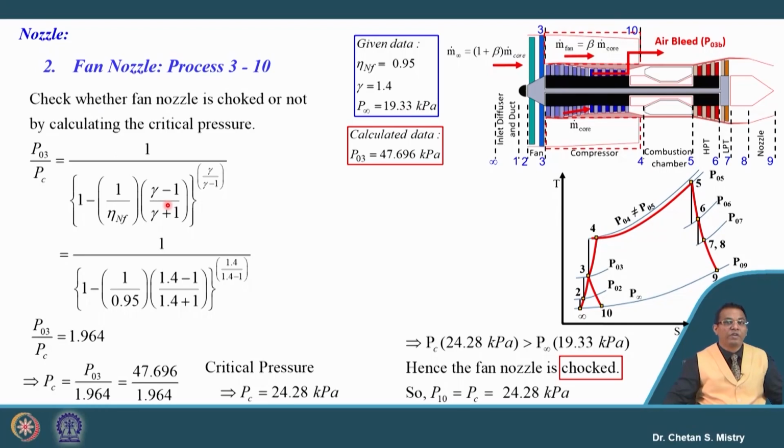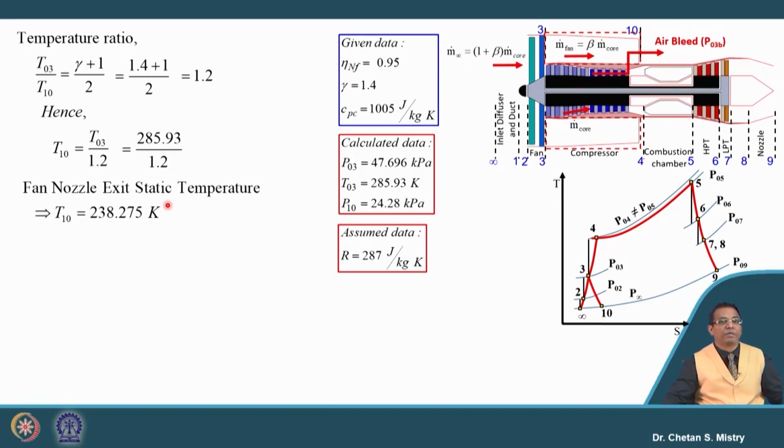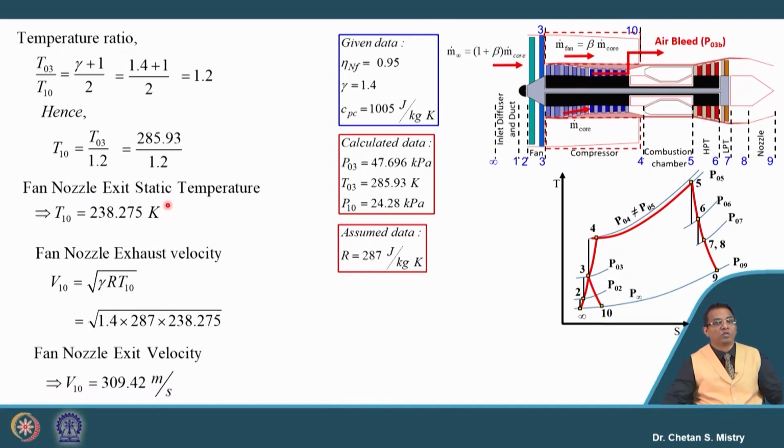Once we have information about this pressure, let us try to calculate the exit static temperature. Since it is a choked nozzle, we will write the temperature ratio as 2 divided by gamma plus 1, and if we put these numbers, the exit temperature comes out as 238.27 Kelvin. Now, for the choked nozzle, the exit velocity is given as the square root of gamma R T10, and this value is known to us. So, we will calculate our fan nozzle exit velocity as 309.42 meters per second.